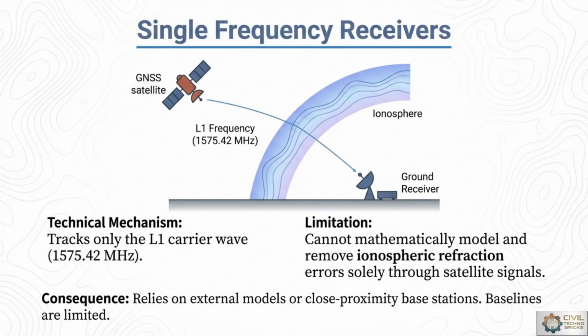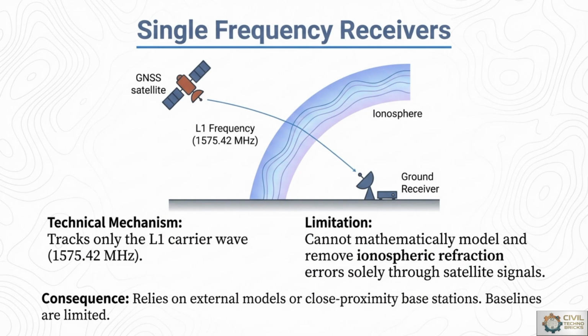Single frequency receivers track only the L1 satellite signal band. They are simpler and less expensive than advanced receivers. The atmospheric errors cannot be directly modeled or removed, which limits positioning accuracy under certain conditions. These receivers are suitable for basic surveying tasks, but they are less effective for high precision engineering works.